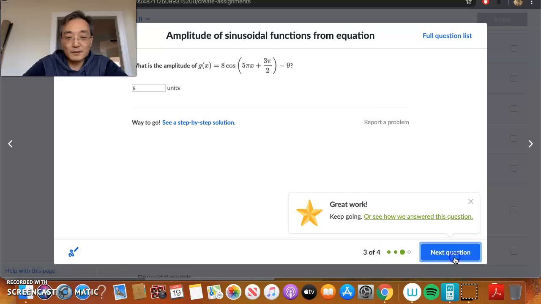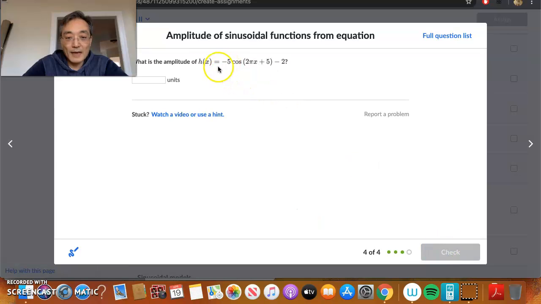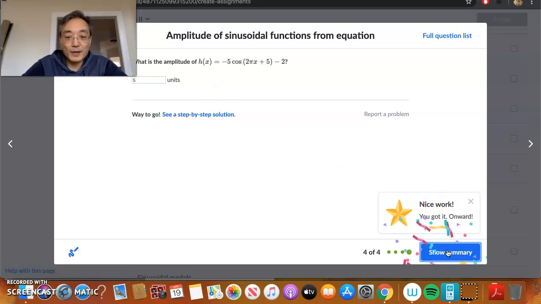Finally, in this last one, again, absolute value, because we're talking about the distance from the midline to the max or the min. It's the vertical distance, so distances can never be negative. So the absolute value of -5 is 5. And there you have your amplitude. Easiest thing in the world to find the amplitude. Okay, folks? All right.